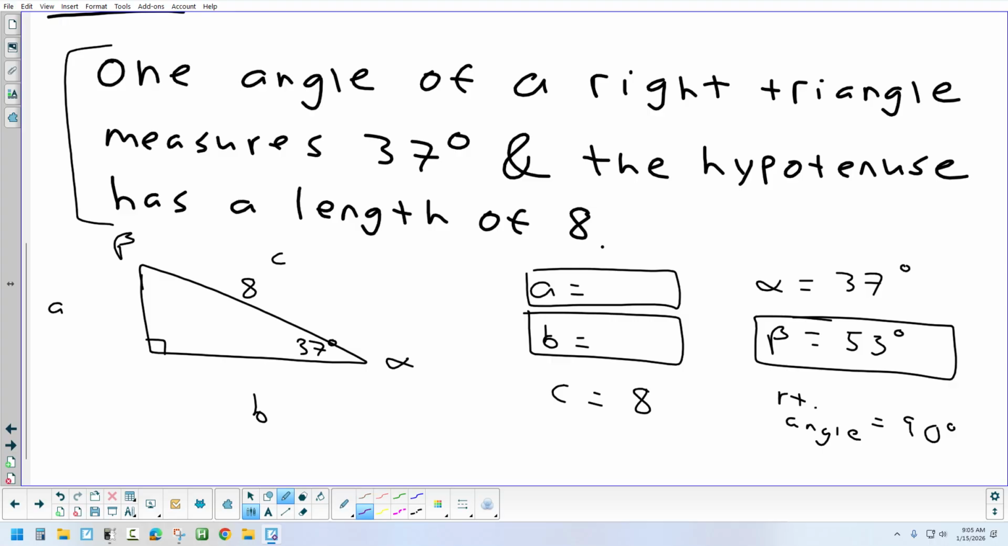So that's the reference angle that I'm going to use. And what else was given besides the angle? Yeah, the 8. And that's the hypotenuse. So everything we do in this problem is going to involve the 37 and the 8. Now we have to pick if we want to do A or B first. It doesn't make any difference. So which side do we want to try to find first?